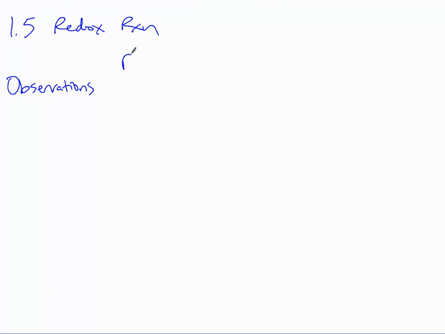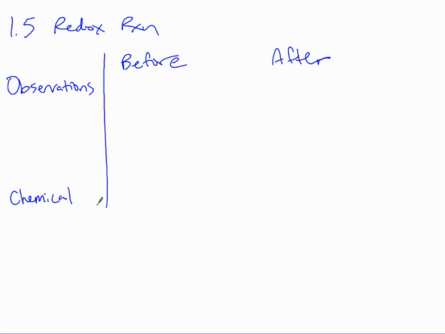So we've got what happens before the reaction, what happens after the reaction in terms of observations and actual chemical substances. There's a table here.